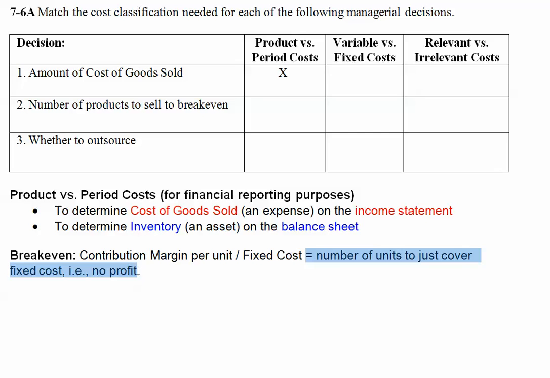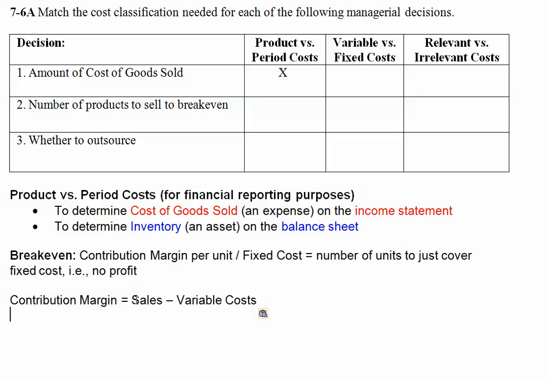i.e. no profit, zero profit. Just to refresh your memory, contribution margin, again, is your sales, which is your price times your quantity, minus your variable cost, which is your variable cost per unit times the quantity. So the quantity is determined when you take your fixed costs and divide them by your contribution margin per unit.